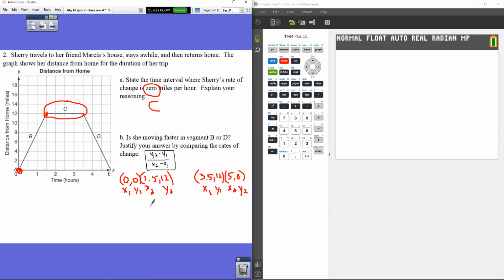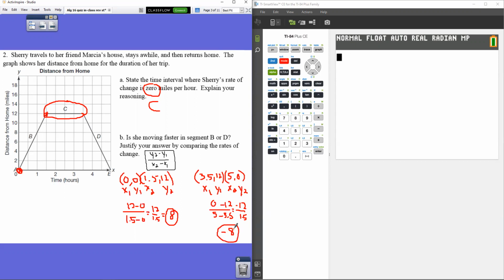We need to sub the numbers into the formula where they belong. So y2 minus y1, we're going to have 12 minus 0. x2 minus x1, 1.5 minus 0. When we subtract these, we get 12 over 1.5. When you divide that, you actually get a rate of change of exactly 8. For D, y2 minus y1 is 0 minus 12, and x2 minus x1 is 5 minus 3.5. When we subtract, we get negative 12 over 1.5. Negative 12 divided by 1.5 is negative 8.